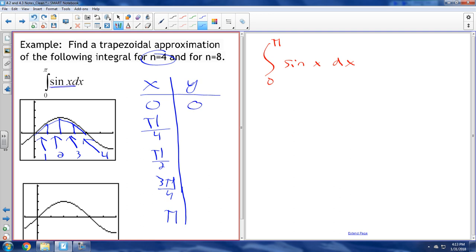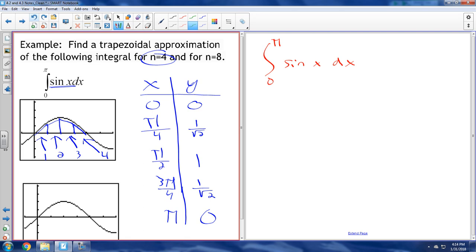Sine of pi over 4 is 1 over root 2. Sine of pi over 2 is 1. Sine of 3 pi over 4 is, so that's going to be 1 over root 2 again. And sine of pi is 0. So these are all these values. So let's start talking about trapezoids.